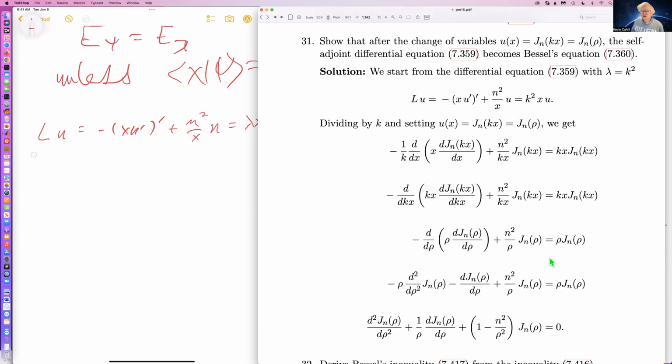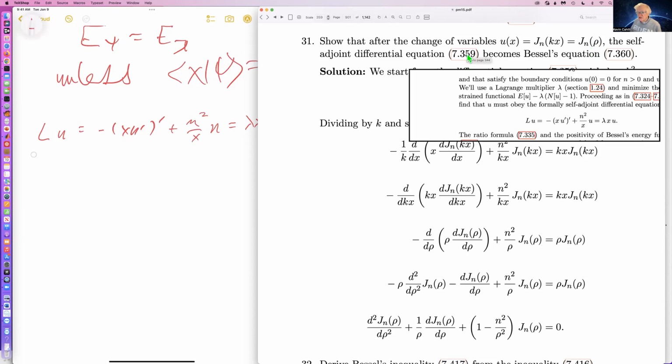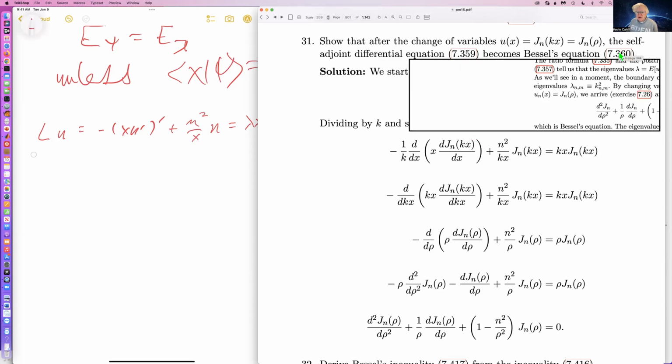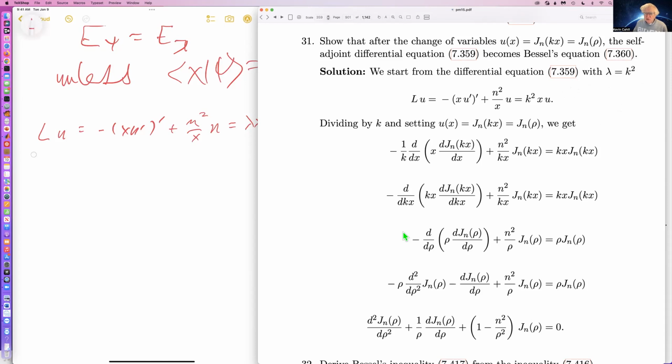Let's see, we're actually out of time. Let me just go through this one quickly. These changes of variables can sometimes be confusing, so we're going to let u of x equal J_n of kx, and we're going to write that as J_n of rho, and we're going to start with Bessel's equation and show that it becomes a different Bessel's equation with rho.